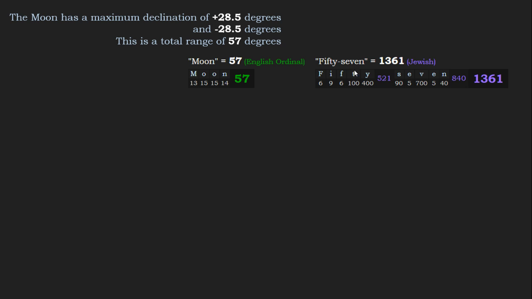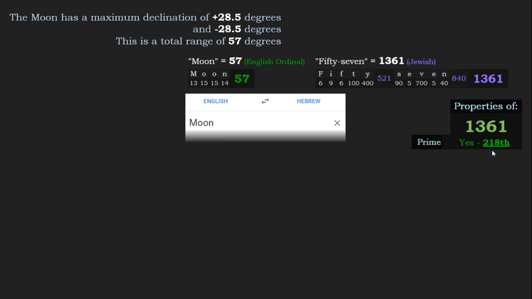In Latin Gematria, when you write out the word 57, you get a gematria value of 1361. 1361 is a prime number, and throughout the course of this presentation, we'll be discussing prime numbers and how significant they are to the study. 1361 is the 218th prime number. Well, why is this significant?